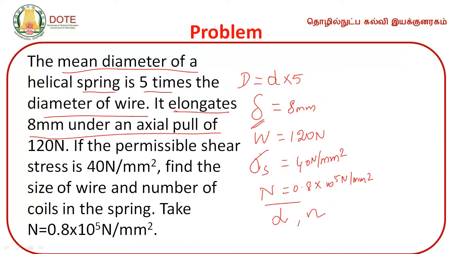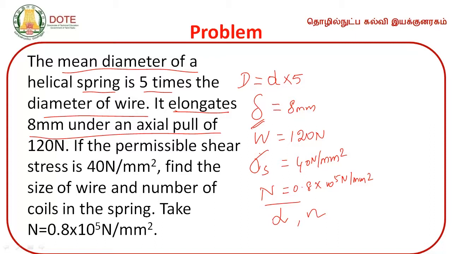The mean diameter of the helical spring is 5 times the diameter of the wire. It elongates 8 mm under an axial pull of 120 Newton. If the permissible shear stress is 40 Newton per mm square, find the size of the wire and the number of coils in the spring. Take n is equal to 0.8 into 10 to the power 5 Newton per mm square.